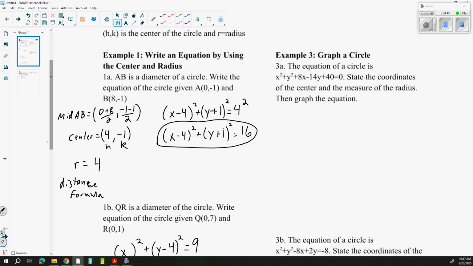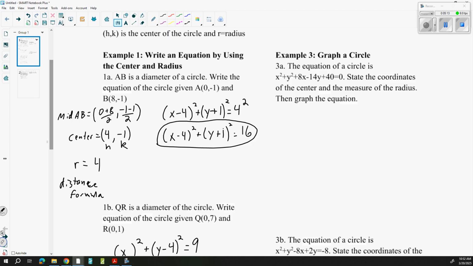Example 3, the equation of a circle is x squared plus y squared plus 8x minus 14y plus 40 equals 0. We're going to state the coordinates of the center and the measure of the radius, then graph the equation. So this one is tricky. And you're looking at this, there's a big jumbly mess.